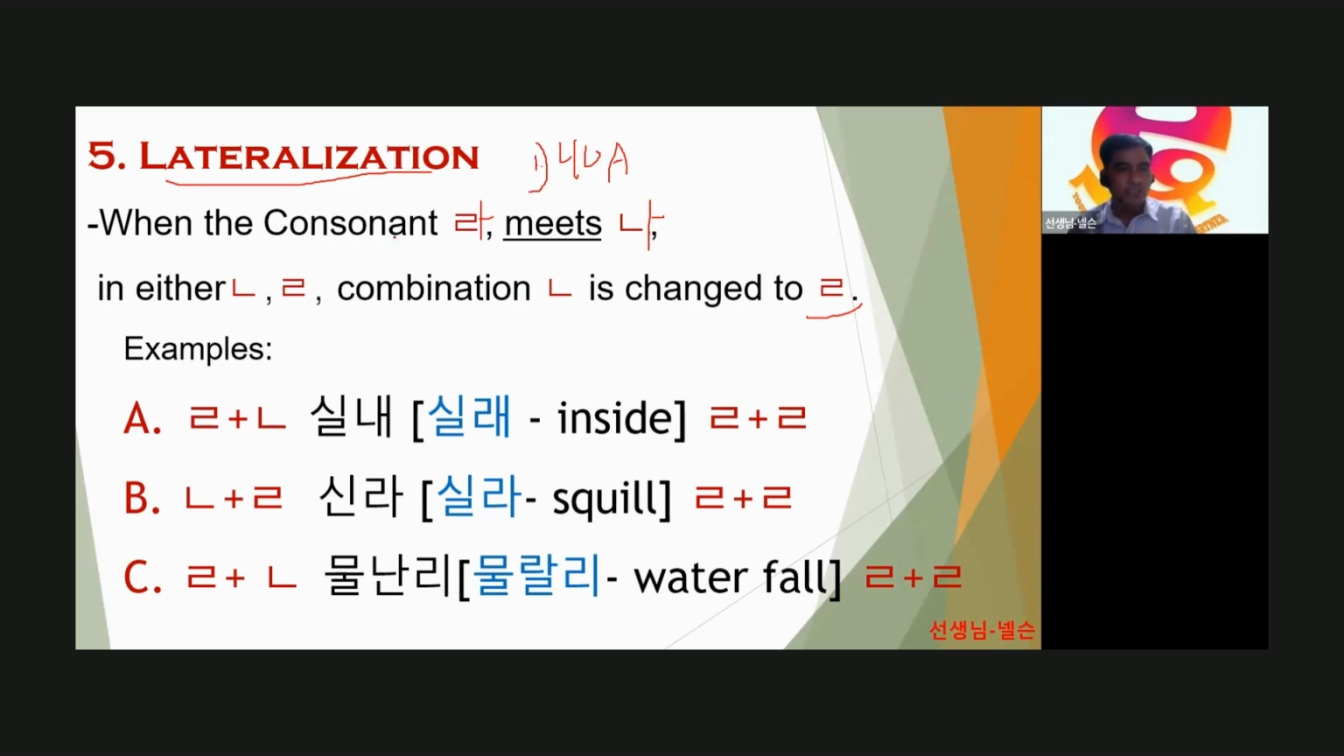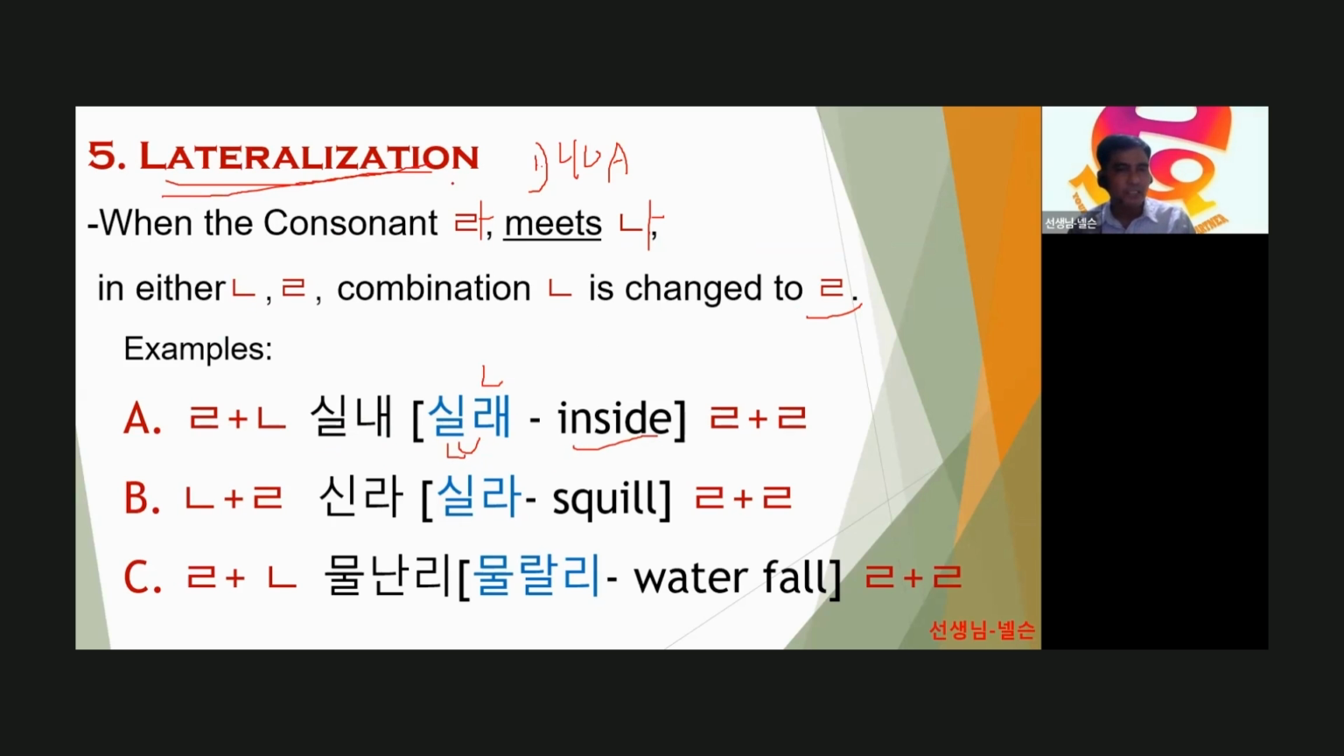Here it says, when this character real meets neon, so real and neon in combination, the neon is changed to real. For example, instead of silne, neon will become real. Therefore, the correct pronunciation, inside in English, is sile. It becomes a double L because of lateralization.